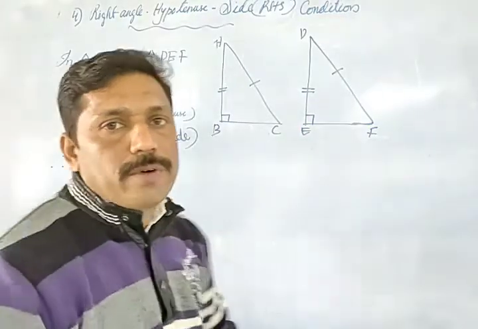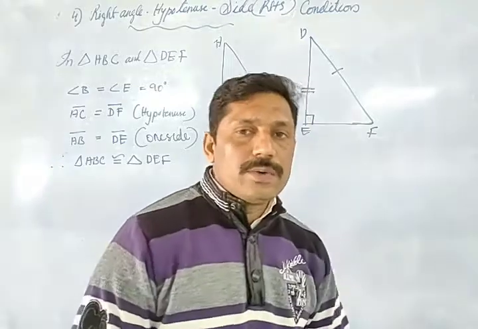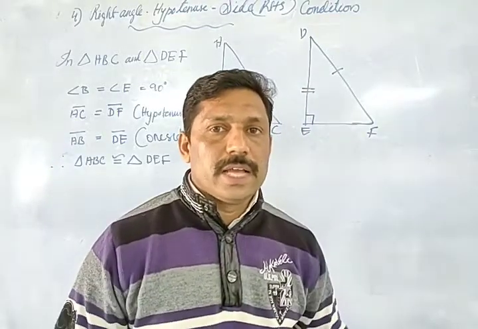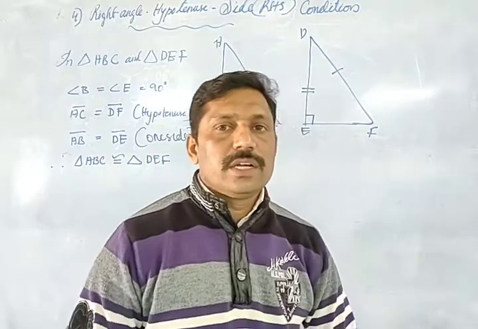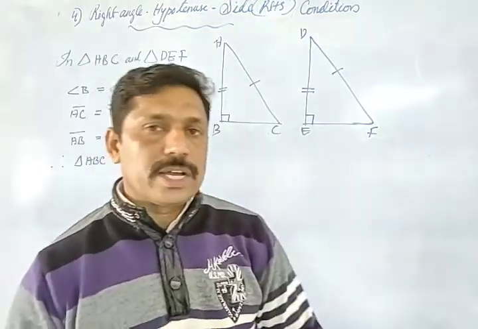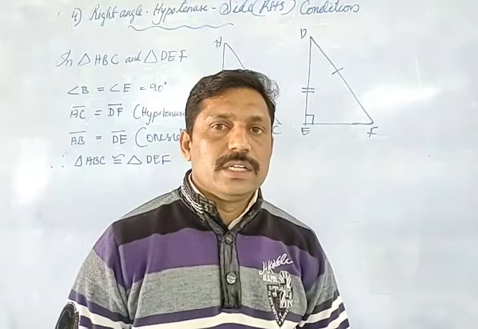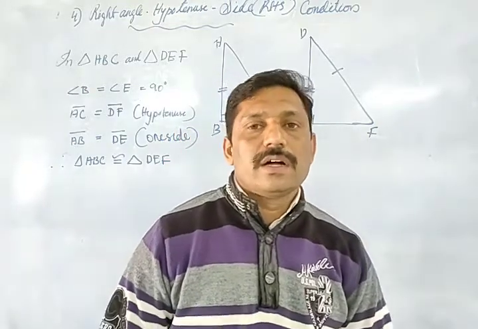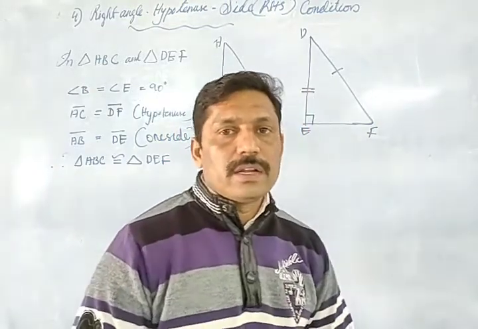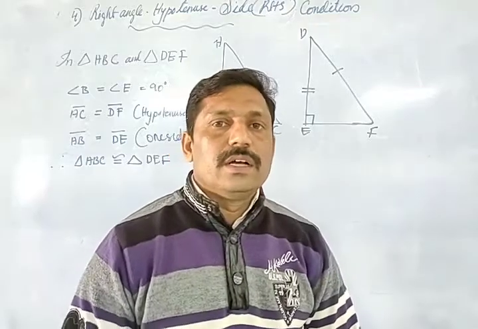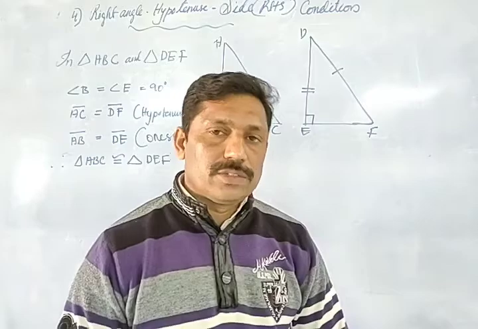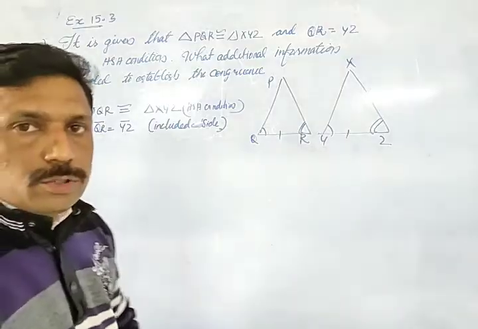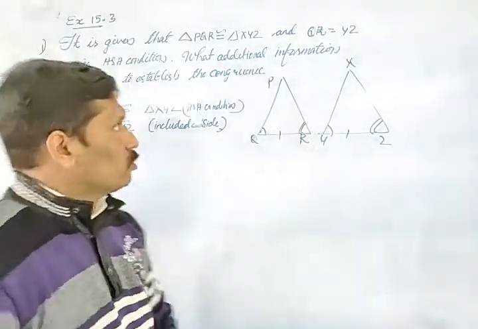So these are the different rules of congruency of triangles. First we studied the SSS condition and then the SAS condition. Then today we studied the ASA condition and the RHS condition. These are the four major conditions of congruency of triangles. And now we are going to solve the questions from exercise 15.3. Look students, 15.3, first question.